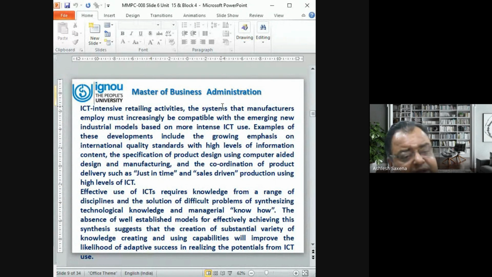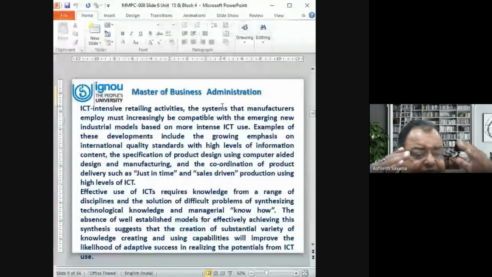ICT. Effective use of ICTs requires knowledge from a range of disciplines and the solution to difficult problems of synthesizing technological knowledge and managerial know-how. The absence of well-established models for effectively achieving this synthesis suggests that the creation of a substantial variety of knowledge creating and using capabilities will improve the likelihood of adaptive success in realizing the potentials from ICT use.